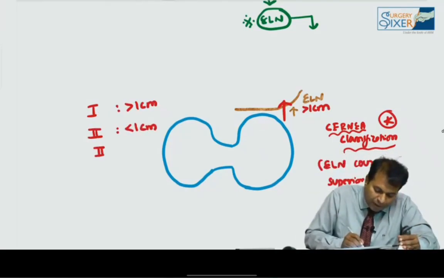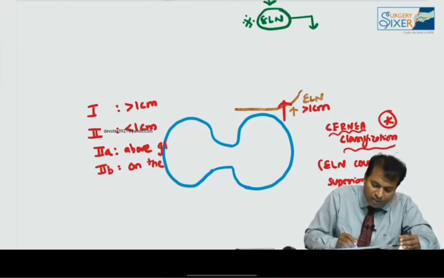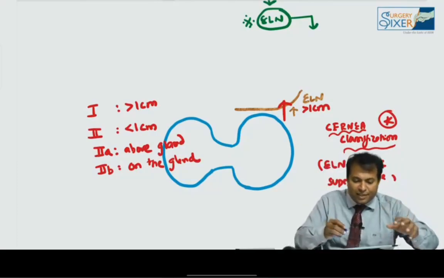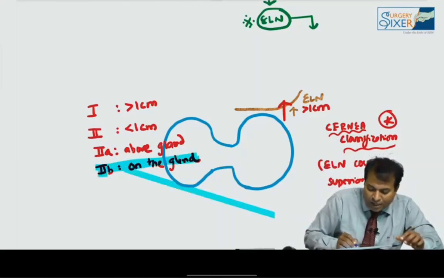In 2A, it is running above the gland. In 2B, it is running on the gland, which is at high risk of damage. When you ligate close to the gland, which type is at very high risk for damage? It is type 2B, in which the nerve is running on the gland. I will show you this image.